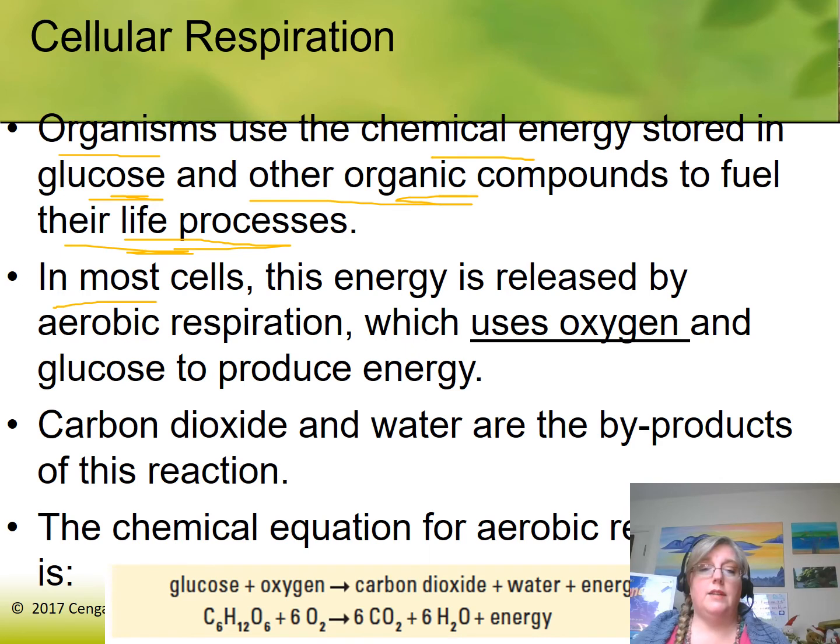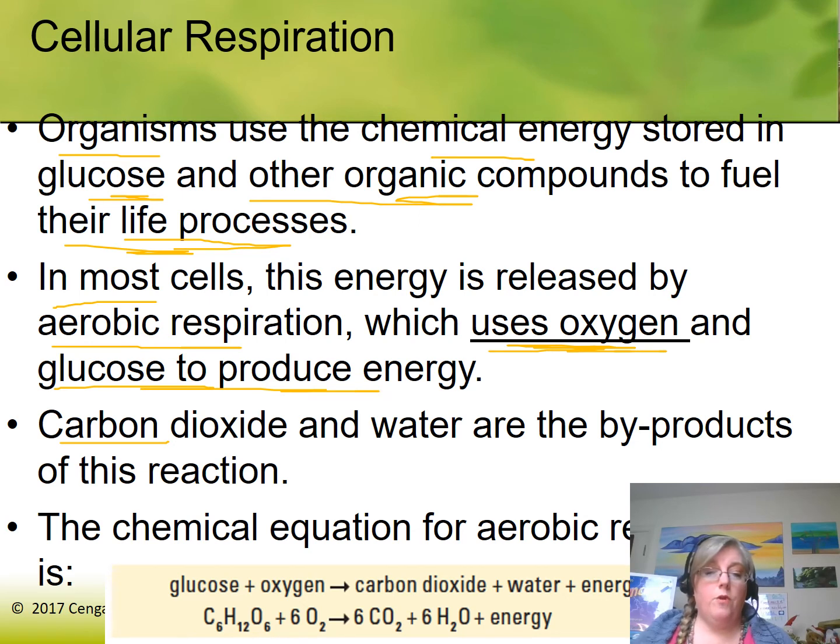And so in most cells, the energy is released by aerobic respiration. Aerobic, you remember from biology class, uses oxygen. It uses the oxygen and glucose to make the energy. And then the byproducts are carbon dioxide and water vapor.